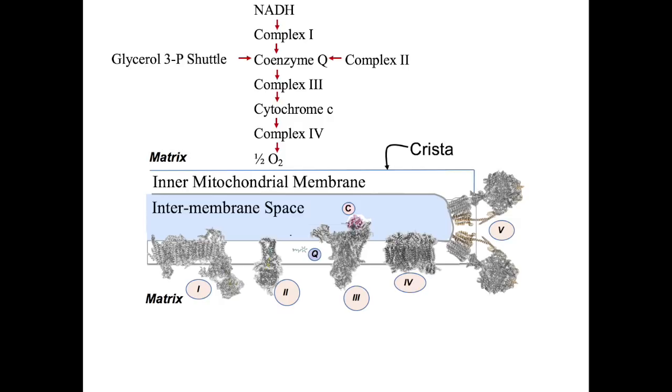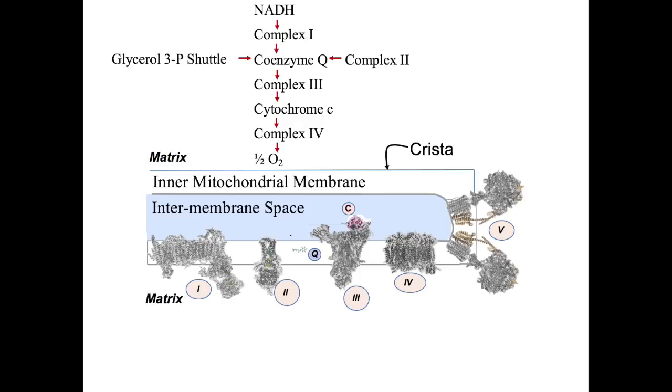This is a small molecule identified by the letter Q in this diagram. As you can see, Q is found right in the inner mitochondrial membrane, and it travels back and forth in the plane of the membrane. This is because it's a hydrophobic molecule, and so it can do quite well in this lipophilic environment. It shuttles electrons from complex 1, the glycerol 3-phosphate shuttle, and complex 2 to complex 3.